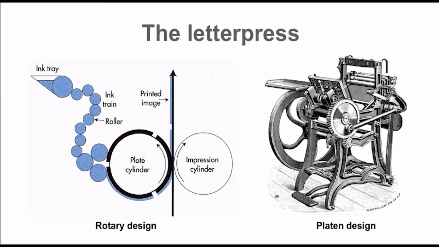Here we see two letterpress designs. The letterpress on the left is the rotary design, meaning the image carrier is on a curved surface, and on the right is the platen design, meaning the image carrier is a flat surface. The platen design was the original invention. The rotary design came along years later. The rotary design was significant because of speed. The rotary design allowed us to print images more quickly and more efficiently than the platen design.